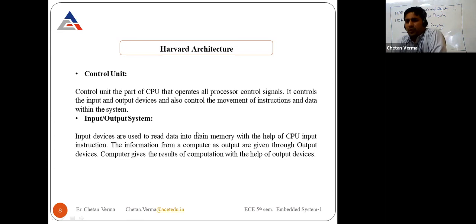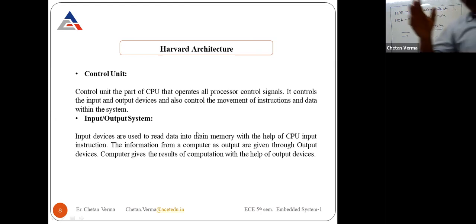The last component we are using in the Harvard architecture is your input and output system. Input and output system means input devices are used to read data into main memory with the help of CPU input instructions. The information from a computer as output is given through output devices. So input output devices means you have to connect interfacing units, just like your A to D converter, D to A converter, stepper motor, LCD. Those are the different types of interfacing modules you attach.